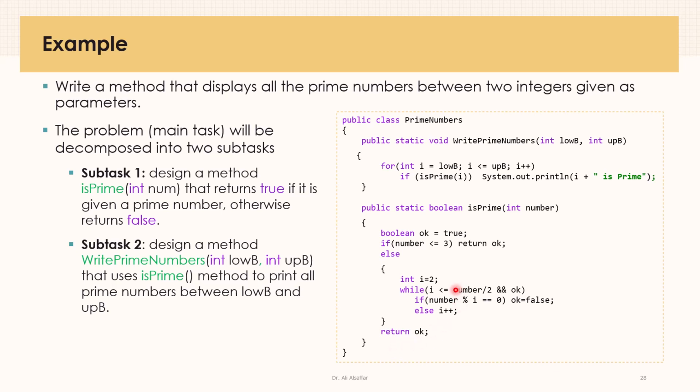However, if it is a prime number, notice that I will go from 2 up to half of the number. So 2, 3, 4, incremented by 1. If any of these numbers does not divide number, then the value of OK, which is the local Boolean variable, will never change and it will be true. And therefore, how will we exit the loop? We will exit the loop when the value of I is greater than half of the number.